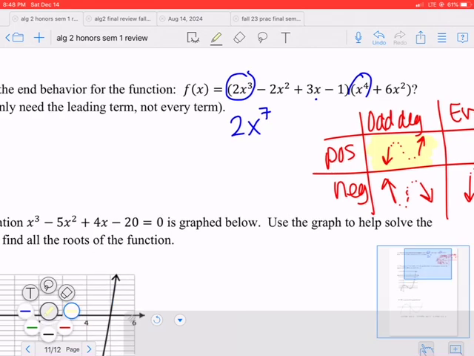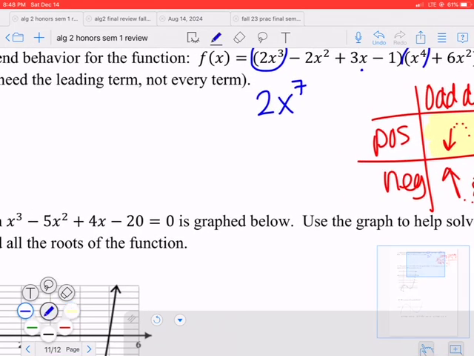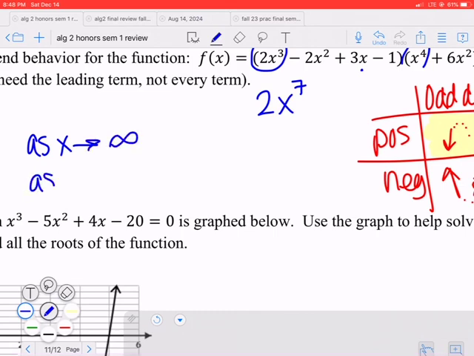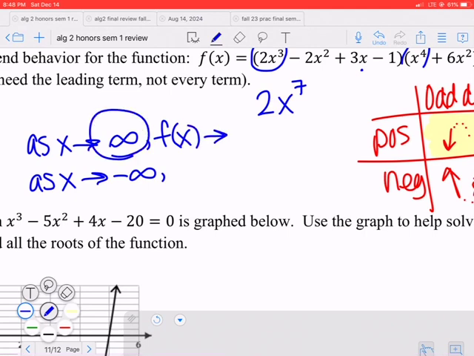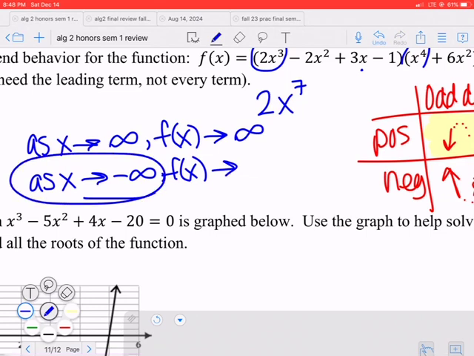So I'm going to write that, the fancy way we have to write that. As x approaches positive infinity, and then the second part as x approaches negative infinity. Then after that is what is the graph doing? f of x is approaching. So as x approaches positive infinity means on the right, the right side is going up, positive infinity. And f of x, as x approaches negative infinity means the left, the graph is going down, so negative infinity.